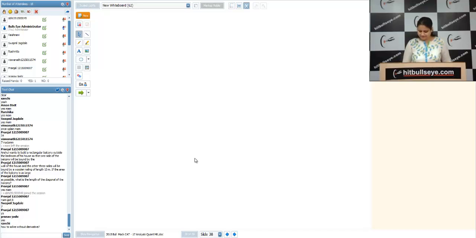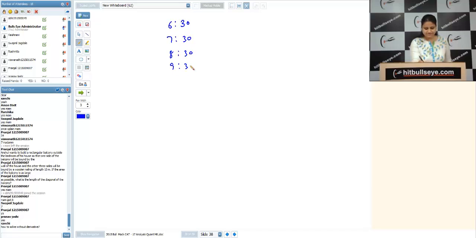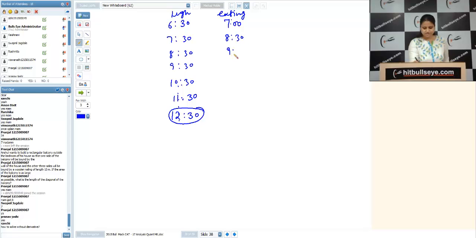But due to wind, the diyas extinguish exactly after burning for half an hour. That is 7 p.m., 8 p.m. and so on. He's lighting a diya at 6:30, then 7:30, then 8:30, 9:30 and so on up to 12:30. Now that is the lighting time. Now extinguish time. This is 7, 8, 9, 10, 11, 12 and so on.